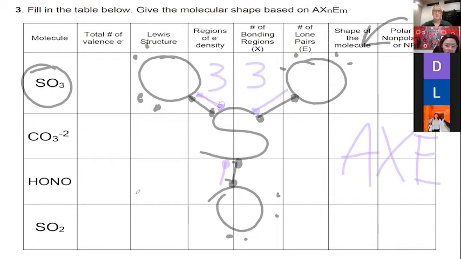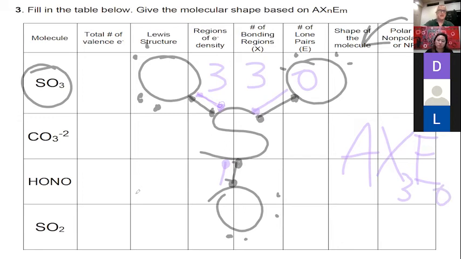And how many lone pairs does the sulfur have? None, doesn't have any. So we put a 0 there. So in AXE, X is the number of bonding regions, so that is 3. And E stands for lone pairs of electrons, and that is 0. So the shape is AX3.